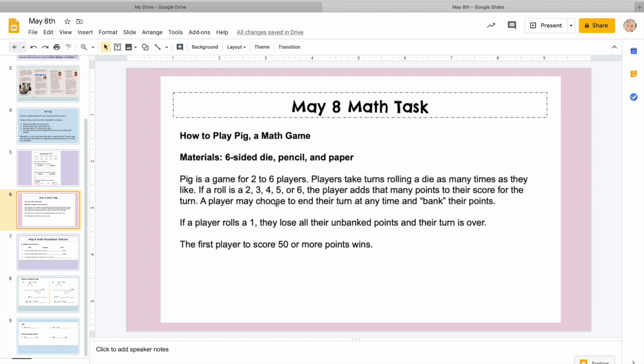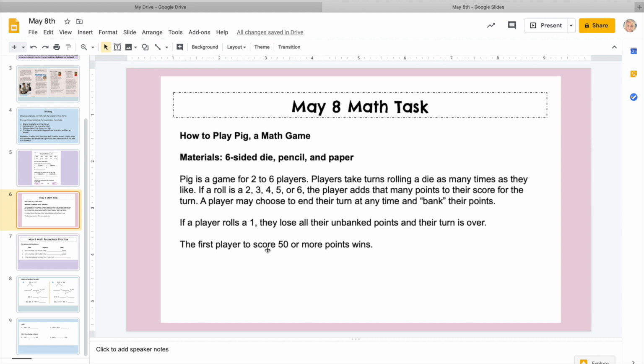A player must choose to end their turn at any time and bank their points. So anytime you end your turn, you can go as many times as you want and stop, and then you're going to add up your points and bank them. But remember, if a player rolls a 1, you lose all of your points. So if you're rolling and you have a bunch of points and then you roll a 1, or you choose a 1 out of that, like on the piece of paper that we talked about, then you're going to lose your points. So you don't want to roll a 1. Okay, and your turn's over, and that would be the next person's turn.